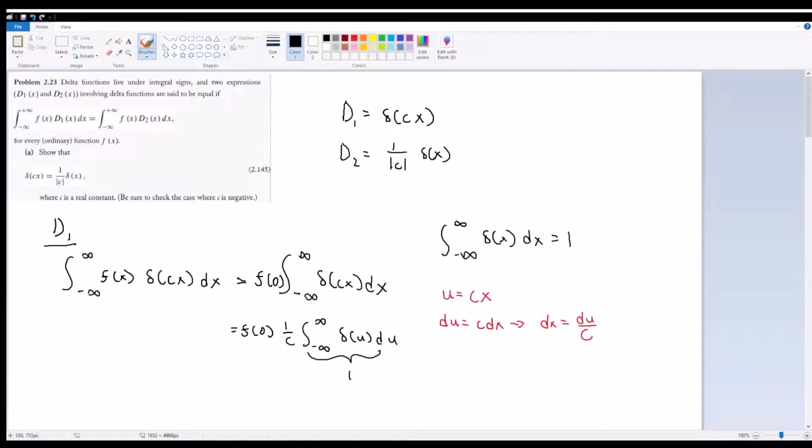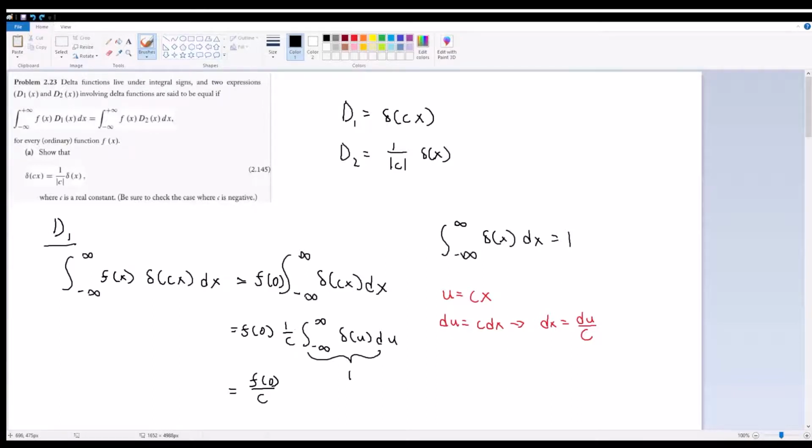So what we see here is that it actually doesn't equal 1. This Dirac delta of this function doesn't actually equal 1. It actually equals 1 over c because of this extra factor of c here. So what this actually equals is f of 0 over c. Now, there's an additional problem here, and the problem actually gives us a hint, which is that we have to check the case where c is negative.